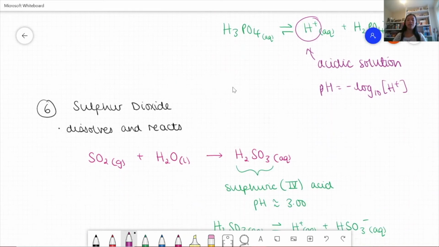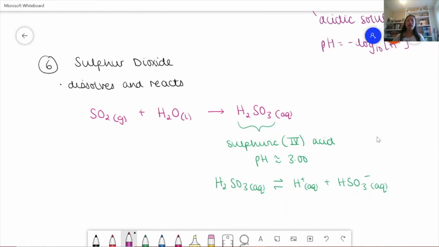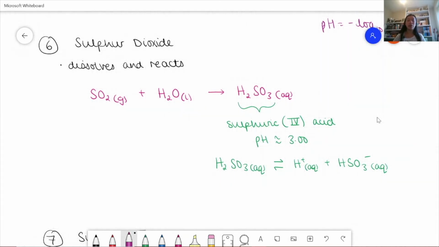And then we have sulfur dioxide, and this also dissolves and reacts with water, and it forms sulfurous acid, H2SO3, with a pH of slightly higher, so it's slightly less acidic. And this is because also an equilibrium is set up where they have H+ ions going into solution and HSO3- ions. So again, the H+ is what provides the acidity.